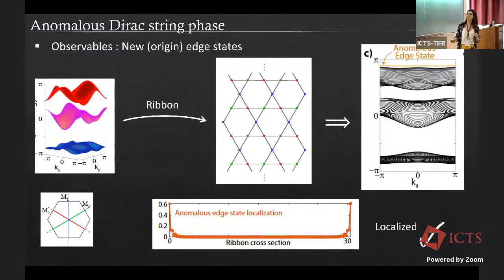So if I take this anomalous Dirac string, and then put it in a finite system in some ribbon geometry, because I have this Dirac string here, it shows as an anomalous edge state lying there. And if you just look at it, it's completely localized at the edges as it should be. So this is exactly like that, because I have a pi phase here, this pi phase gets projected on the edge state.